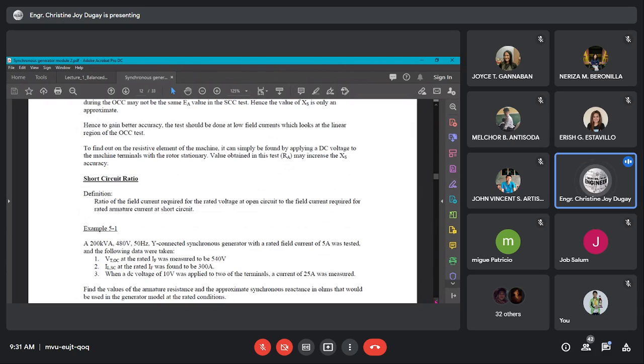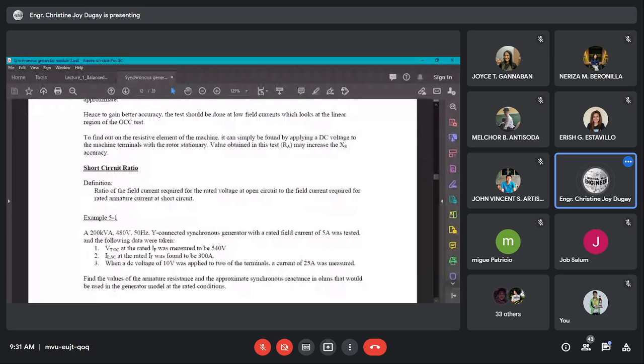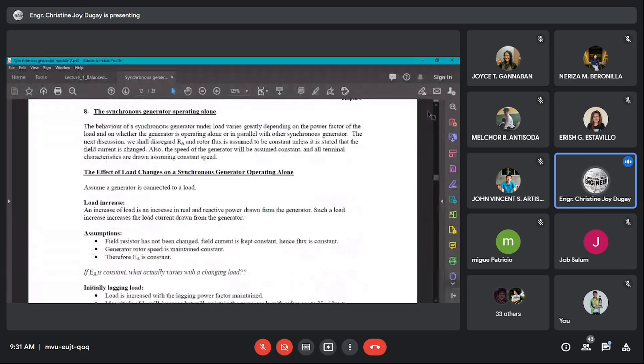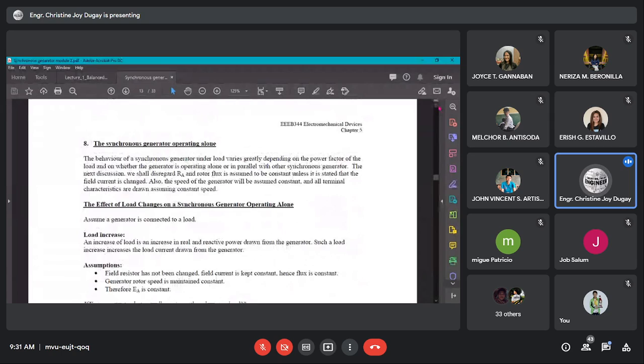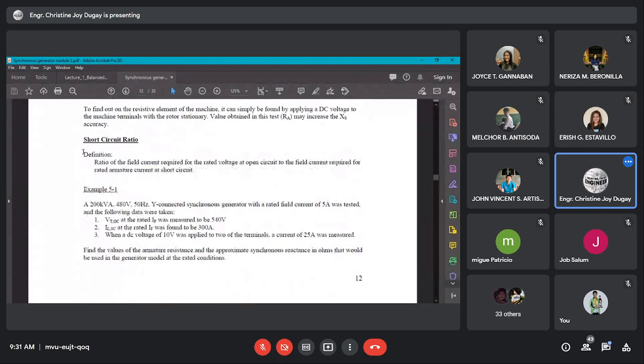So for example, we have there a 200 kVA, 480 volts, 50 Hz Y-connected synchronous generator with a rated field current of 5 ampere was tested, and the following data are taken, no? I'll just copy this one. Ayan. Wala pala yung solution dito, no? Screenshot na lang natin.